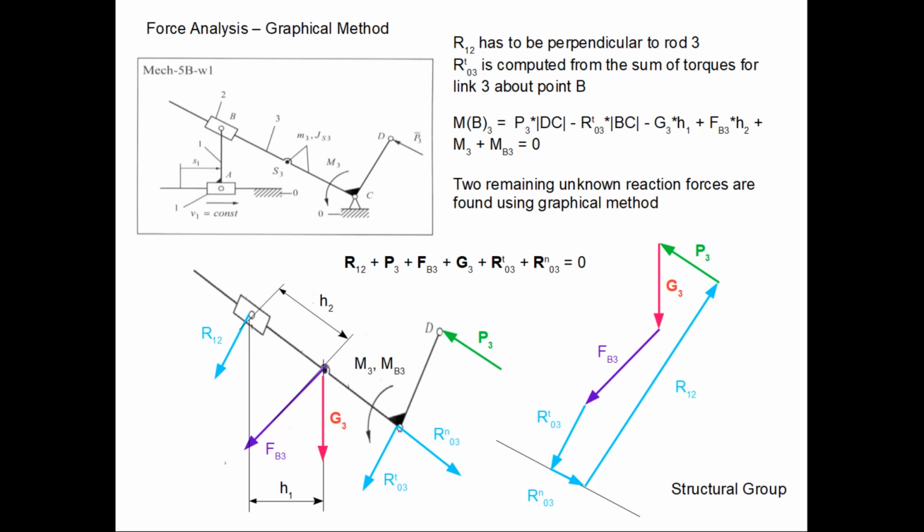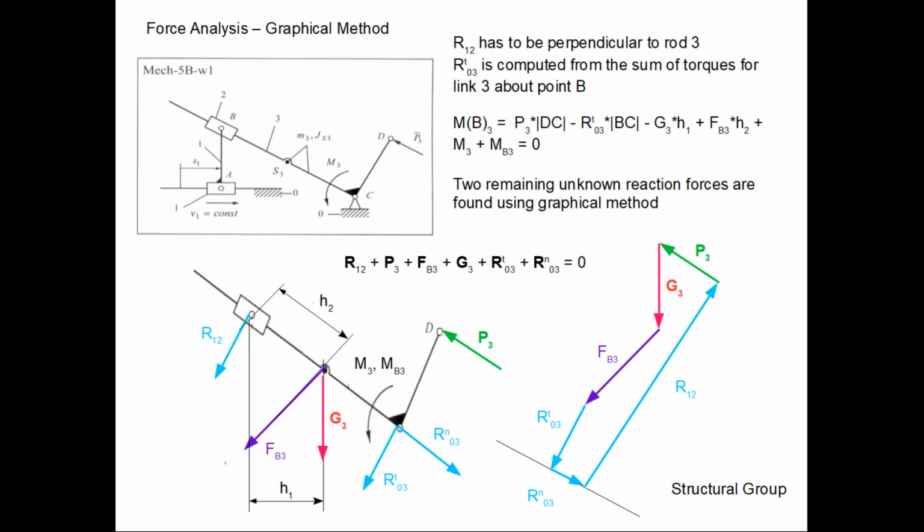And in this graphical method there is a convention that the first of these forces must be parallel to the BC, and the line of action of this force must pass through the point B. The second is perpendicular to this one, so you have two reaction forces, R03 normal and R03 tangential.